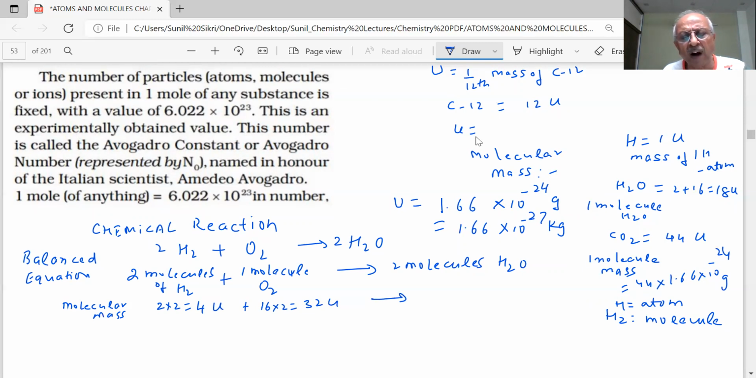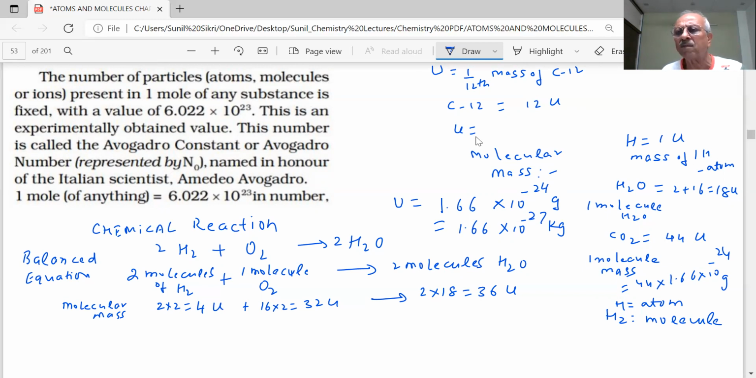And what are they producing? How much in terms of the mass? How much mass of water will be produced? 36 U. 2 into 18 is equal to 36 U. So you are saying, students, that 4 U hydrogen H2 combines with 32 U oxygen and they produce 36 U of H2O. And now I am saying 1 U is equal to how much? 1.6 × 10^-24 gram.